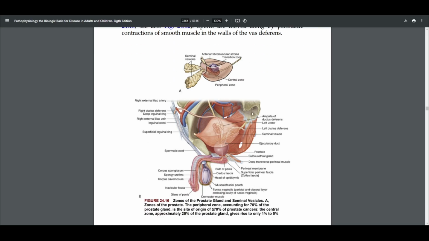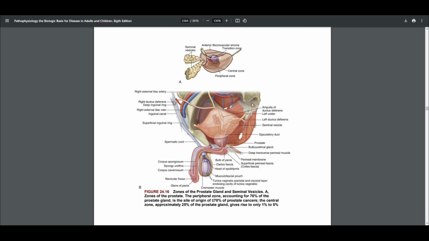So here is a great spot to hit pause if you need to review the zones of the prostate gland and seminal vesicles.